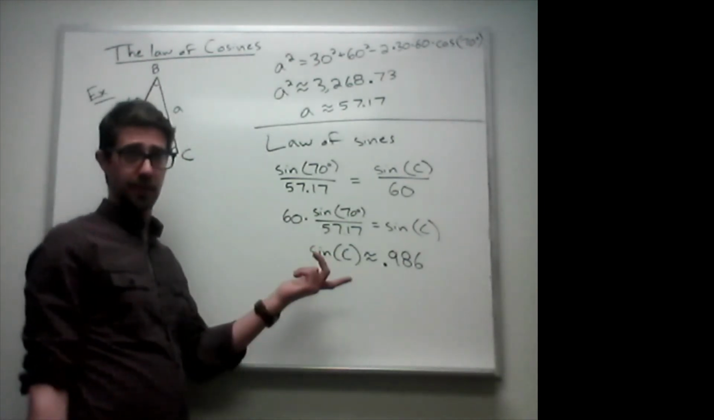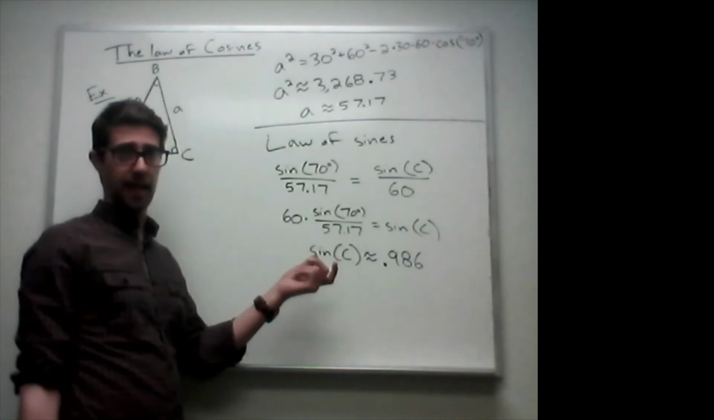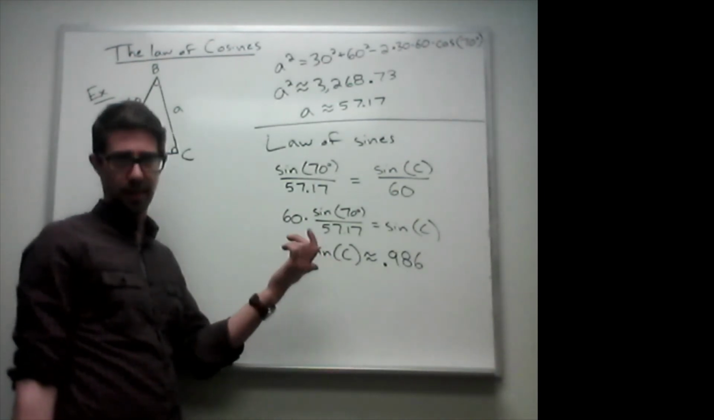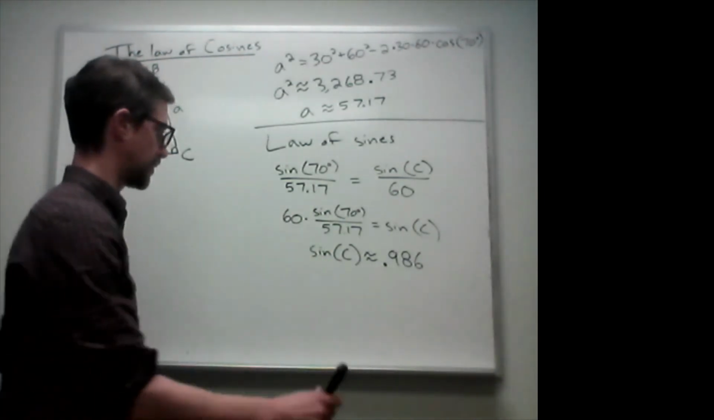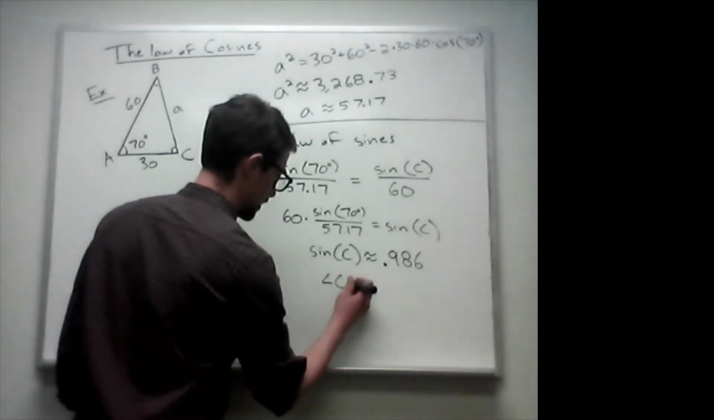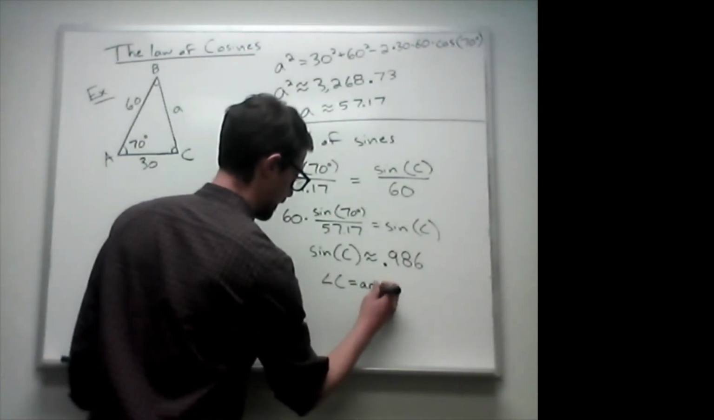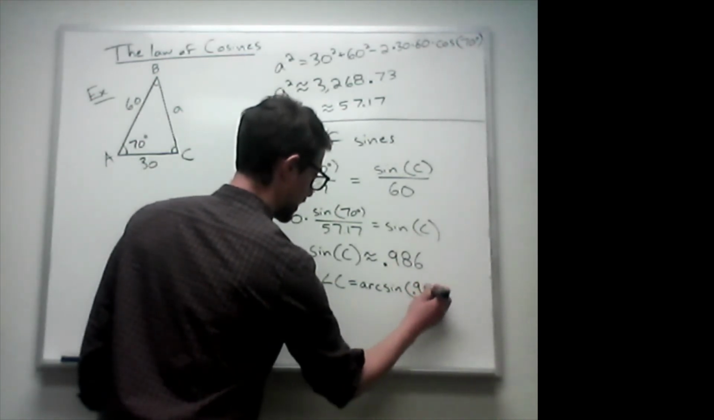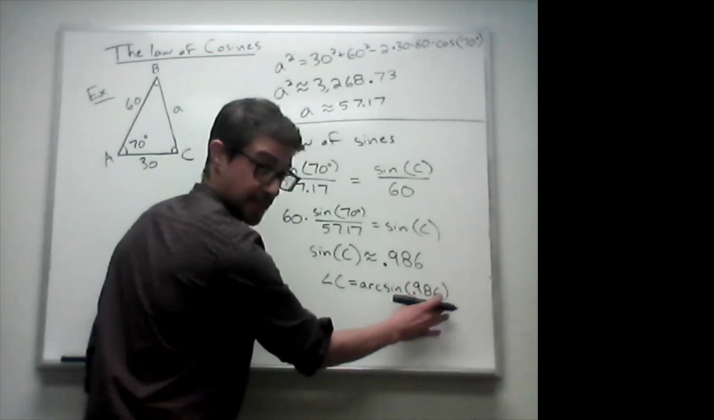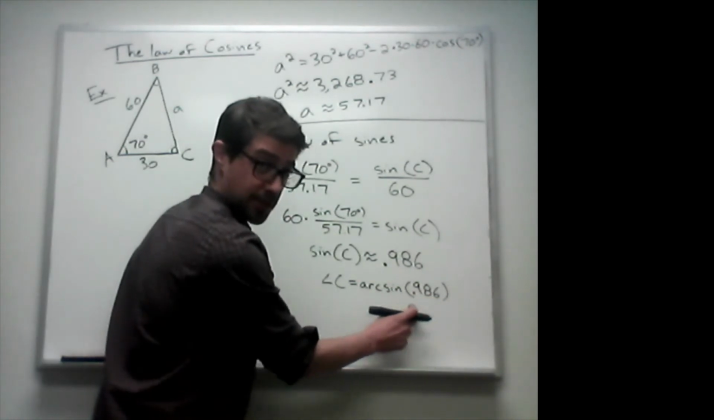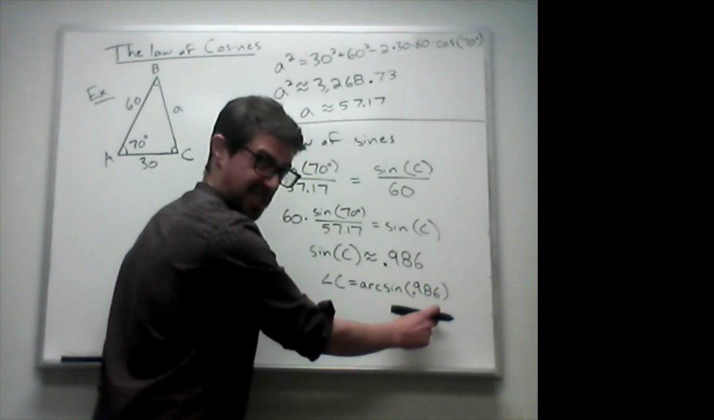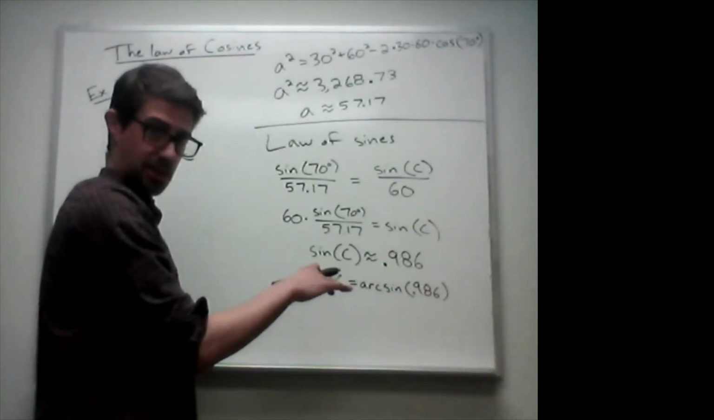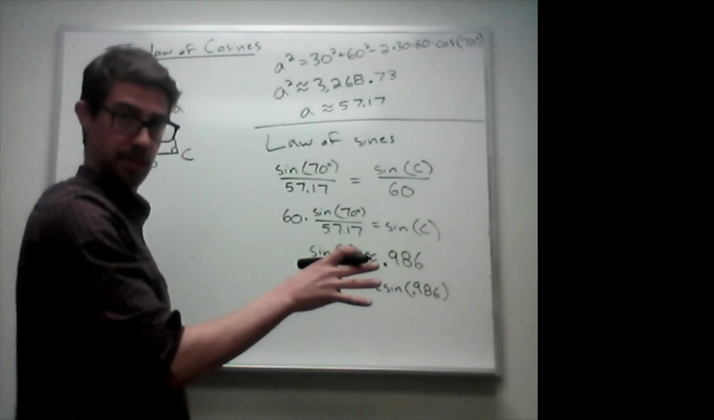And now you actually have to do an arc sine, right? We have sine of C is this decimal. We don't care. We want to know what angle C is. So angle C is arc sine of 0.986. You're not going to type that into your calculator. You're going to use the ans key, right? You're going to do arc sine of ans, because that's going to give you the most accurate thing because it's going to include all the decimal places.